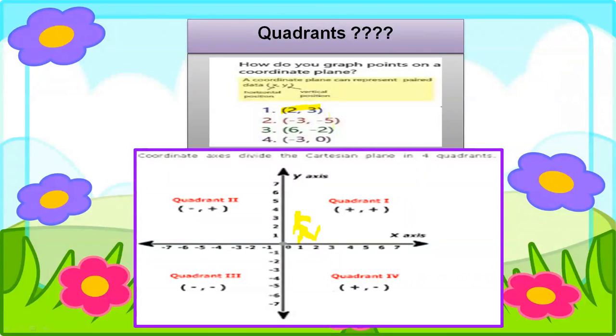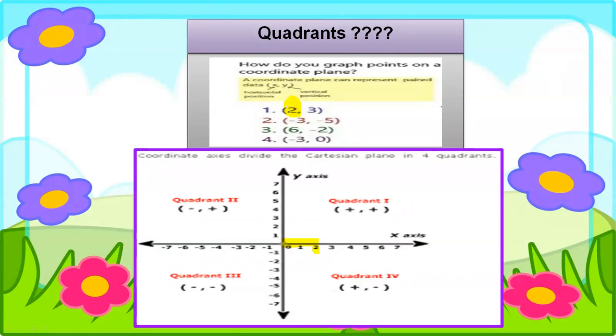Okay, so I remember the rule: the first number is always my x coordinate. So I have to move along the x axis, and since my x coordinate is positive, I have to move in the positive direction. From the origin I move up to position 2, and I stop when I reach 2 because my number is 2.